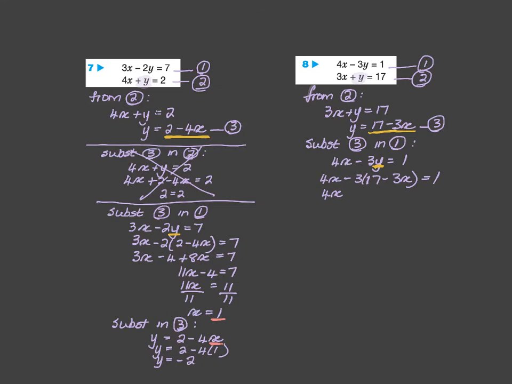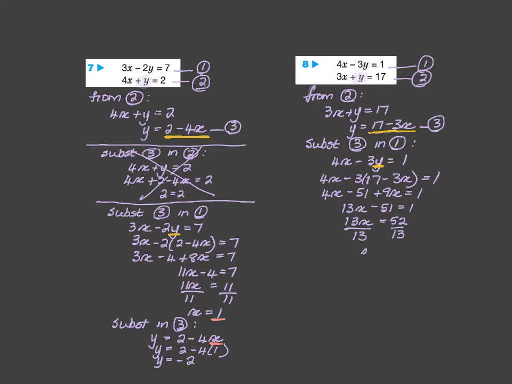4x, and now distribute. Negative 3 times 17 is negative 51, and negative 3 times negative 3 is plus 9x is equal to 1. Add your like terms. 4x and 9x is 13x minus 51 is equal to 1. I need to isolate that 13x, and so I'm going to add 51 to both sides. 13x minus 51 plus 51 is 0, is equal to 1 plus 51, which is 52. Divide by 13 on both sides.